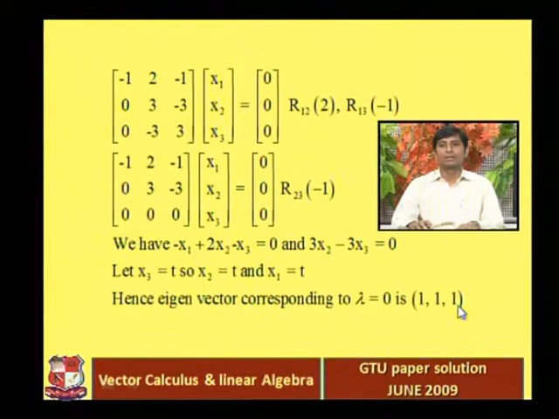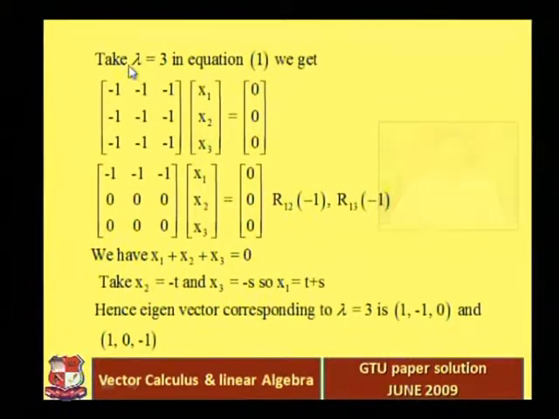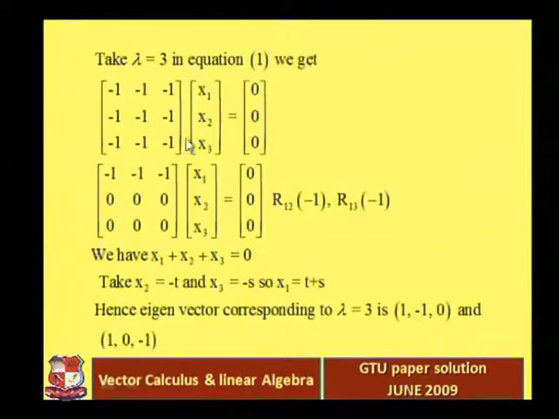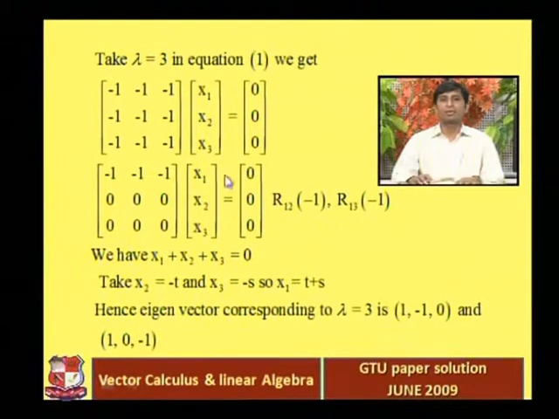Okay, now take lambda is equal to 3 in equation 1. Put lambda is equal to 3 in this equation, we get minus 1 minus 1 minus 1, minus 1 minus 1 minus 1, minus 1 minus 1 minus 1. The whole matrix becomes only the one element, that is minus 1. Okay, it's quite easy to understand. Then to convert into row echelon form, we multiply first row with minus 1 and add into the second and third row, so the second and third row become 0. So we get only the one equation, which is x1 plus x2 plus x3 is equal to 0.